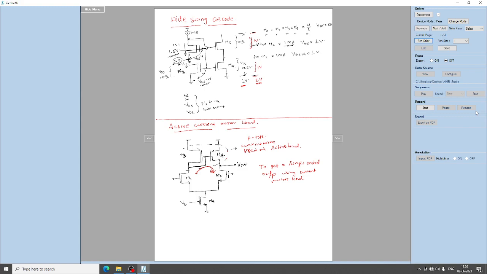Okay, so we will have another circuit over here. So this is I bias, and this is M1 and M2 are PMOS devices and M3 and M4 are NMOS devices. You see, this is an NMOS device.